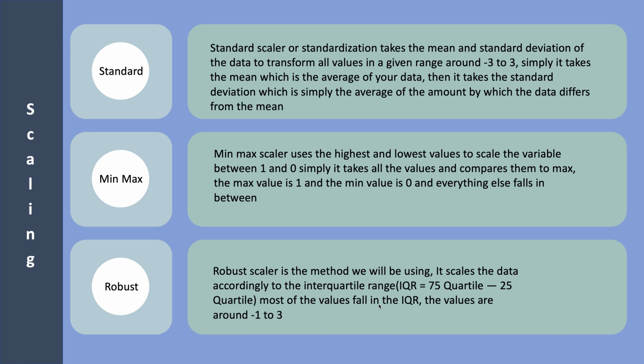Robust scaler, on the other hand, uses the 25th quantile and 75th quantile values to scale the variable. The new scaled values fall in the range -1 to 3. We will be using robust scaler as it is unaffected by outliers.